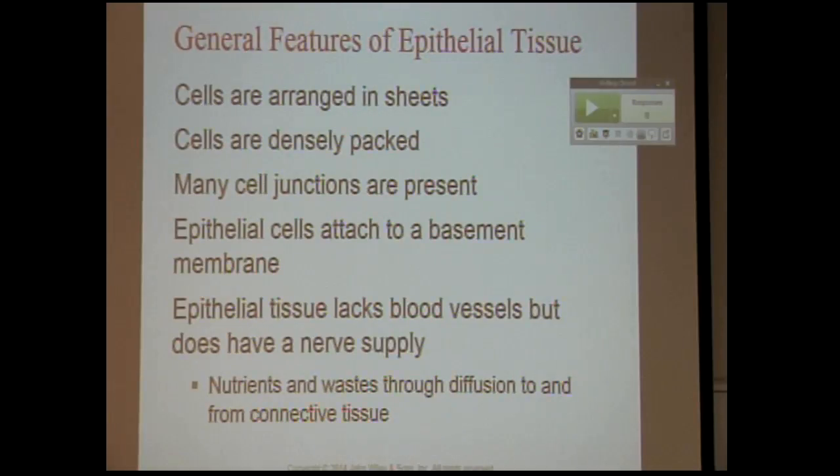So epithelial, they're in sheets, and we talked about the functions, right? Protection from abrasion, secretion, and then selectively permeable barrier. They're very dense. There's lots of cell junctions. We're going to talk about those. That's like connections between cells. Because they don't have much extracellular matrix, they're almost always attached to some connective tissue, and that's called a basement membrane.